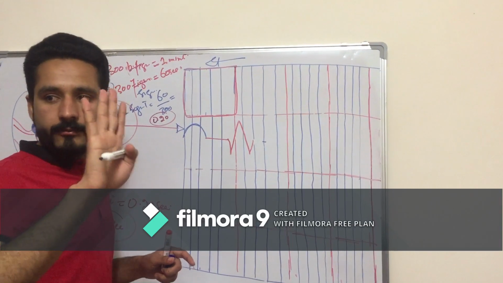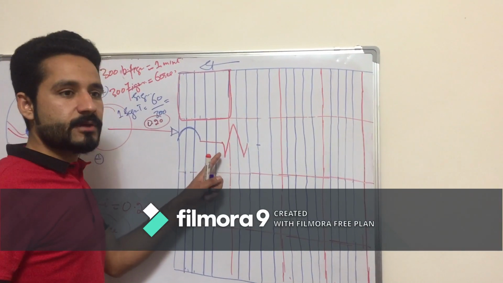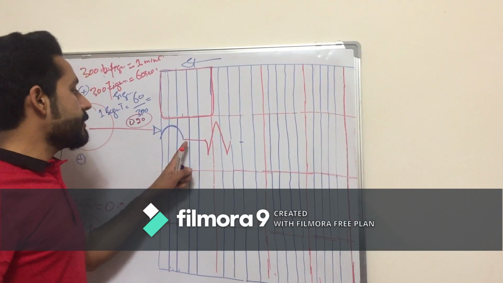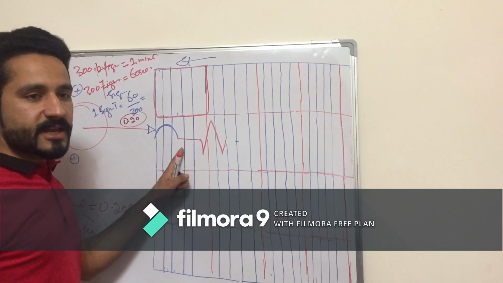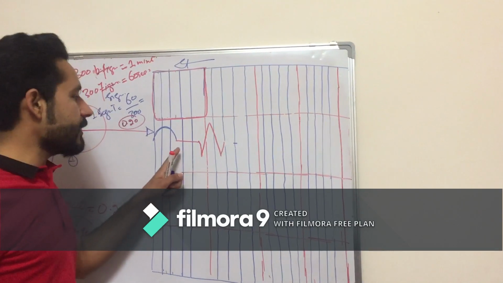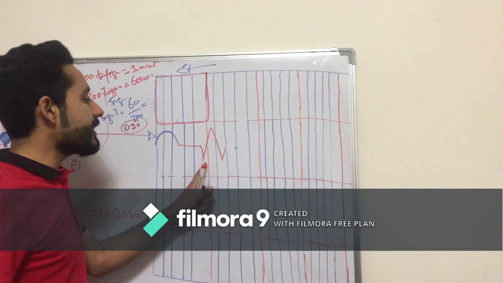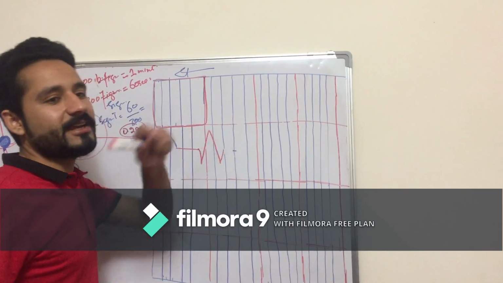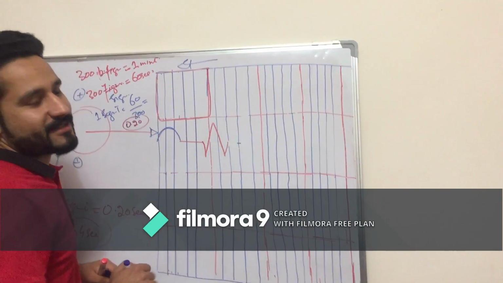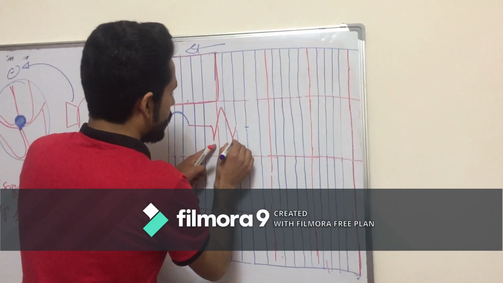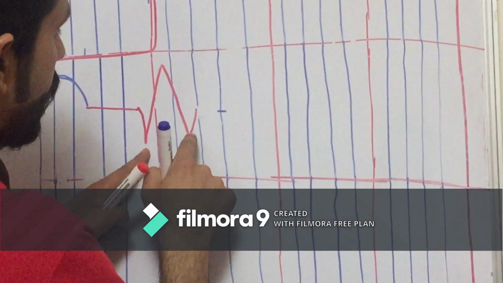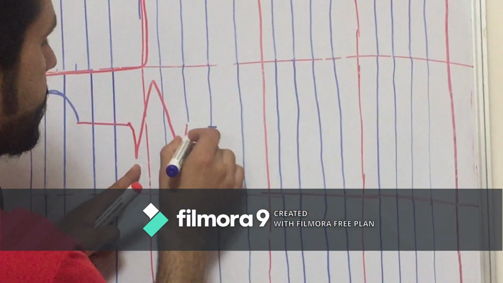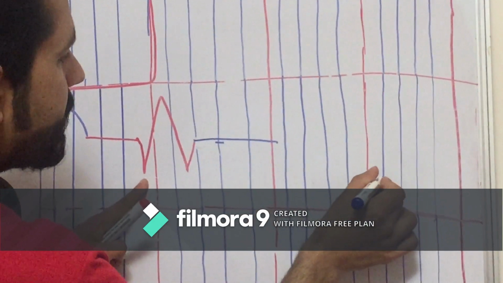Remember, four major concepts should be remembered. One is P wave occupies 2.5 segments. The PR segment will occupy the same 2.5. The QRS complex the same 2.5. But the interval will occupy 10 small segments. Remember. 1, 2, 3, 4, 5, 6, 7, 8, 9, 10.